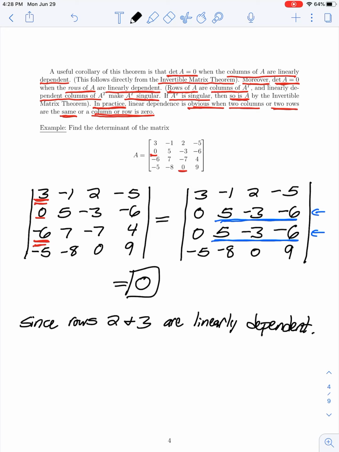So as we're performing our row reduction algorithm on a matrix and keeping track of its determinant, if at any point we see that two rows or two columns are identical or scalar multiples of each other, then we immediately know that our determinant is 0. Okay.